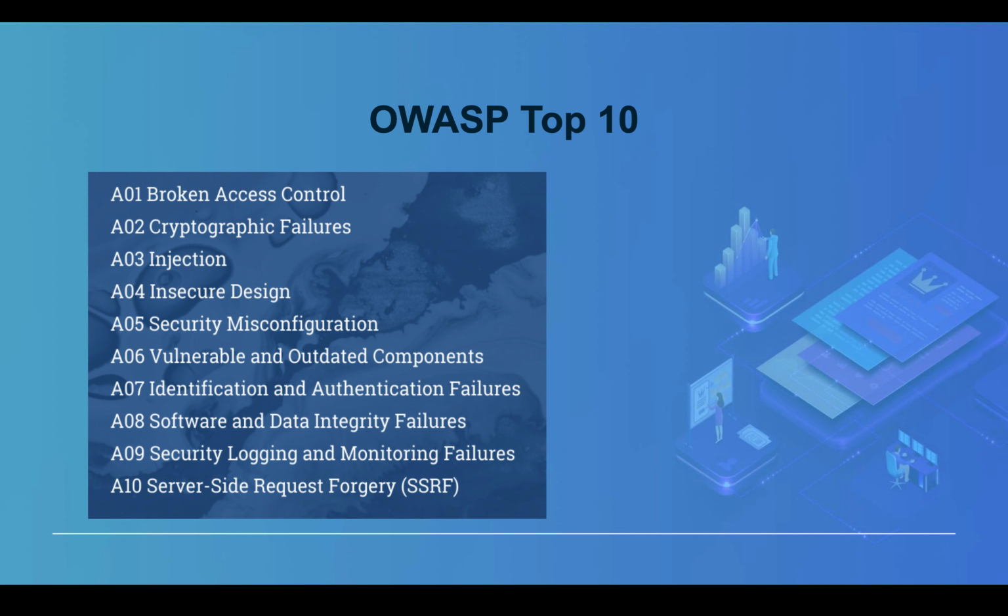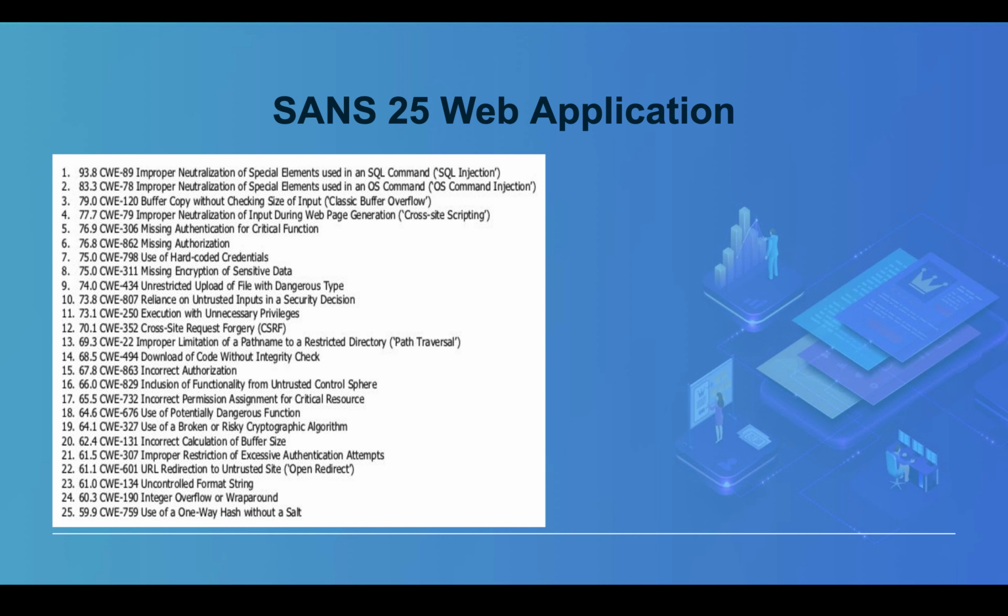In the same way, there is another organization named SANS. They generate a list of 25 attacks for web application, which is again followed by organizations throughout the globe. The very first one is improper neutralization of special elements used in a SQL command. Then the second one is improper neutralization of special elements used in an OS command, that is OS command injection. Third one is buffer copy without checking size of input, that is classic buffer overflow. Then we have improper neutralization of input during web page generation, that is cross-site scripting.